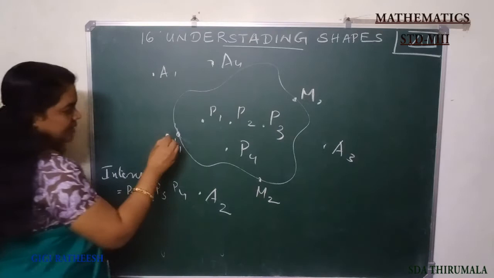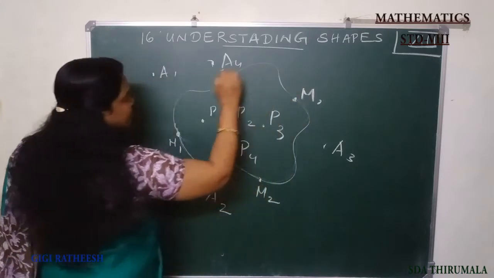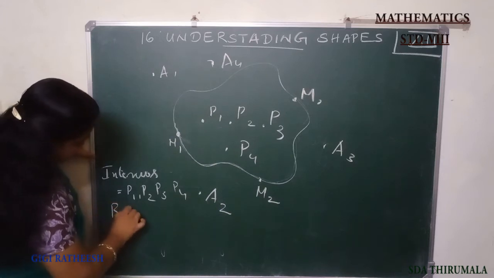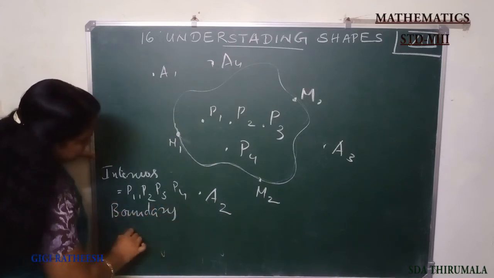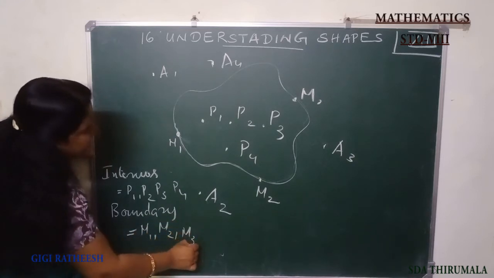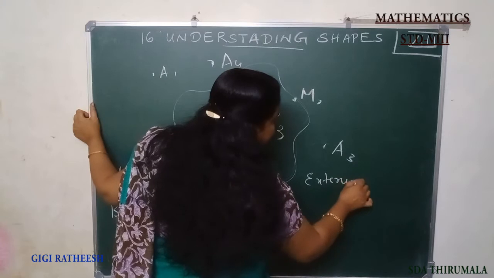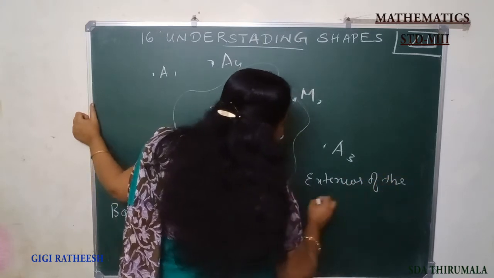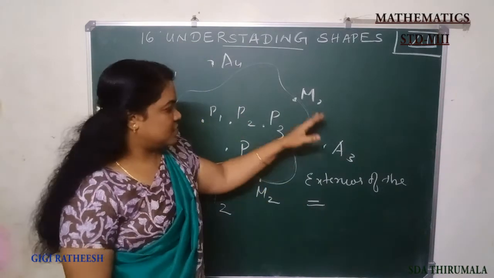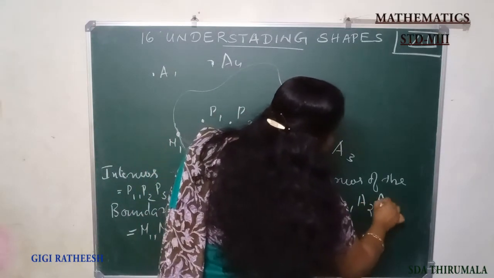Then the second one is the boundary. This is the boundary of this closed curve. The points on the boundary are M1, M2, and M3. And the next part is the exterior of this closed curve. The exterior of this closed curve is the portion outside it, and this is A1, A2, A3 and A4.